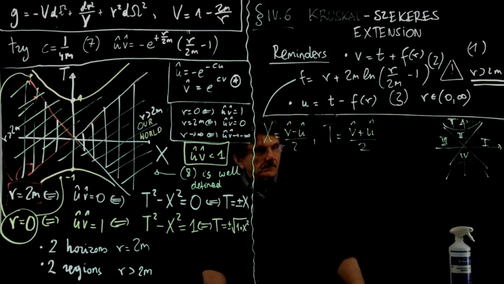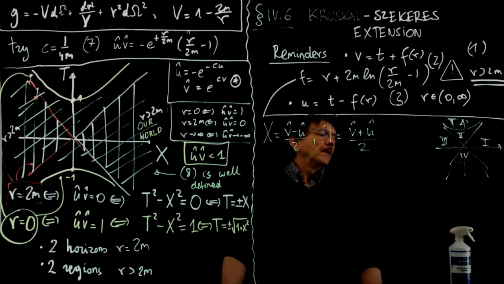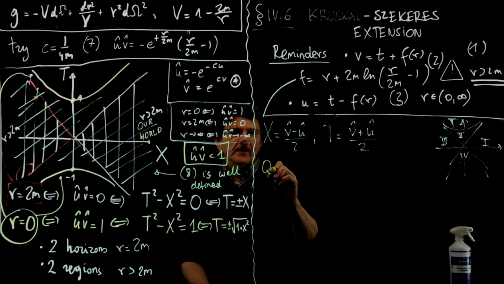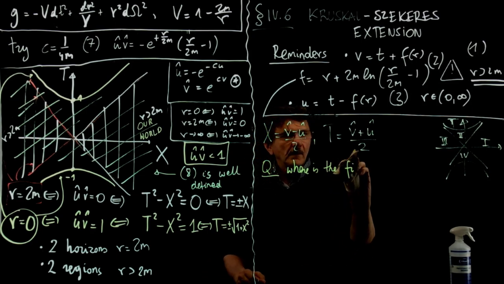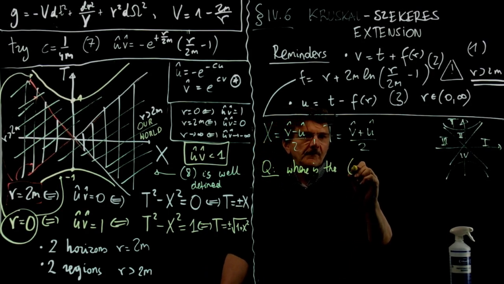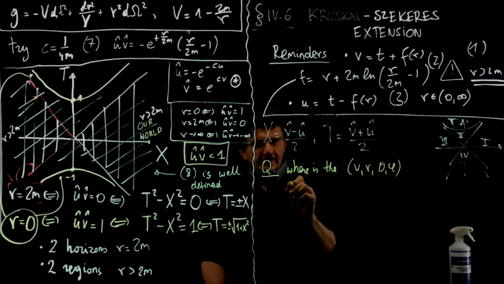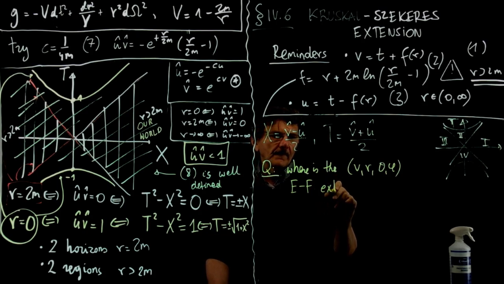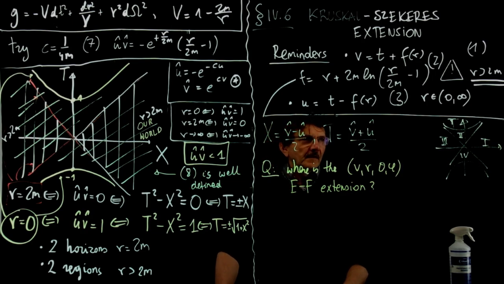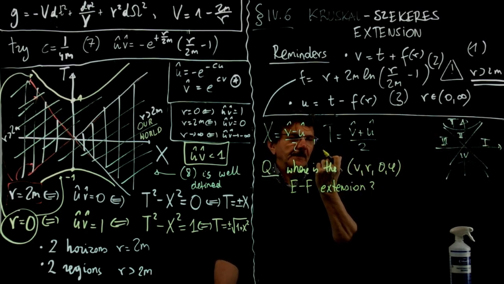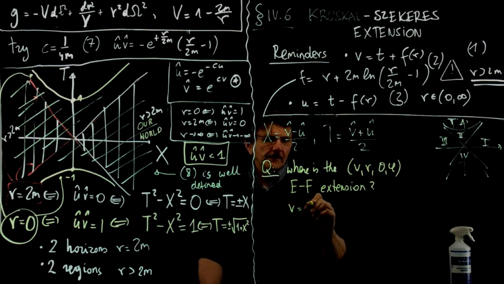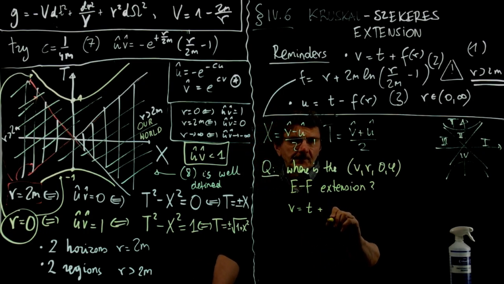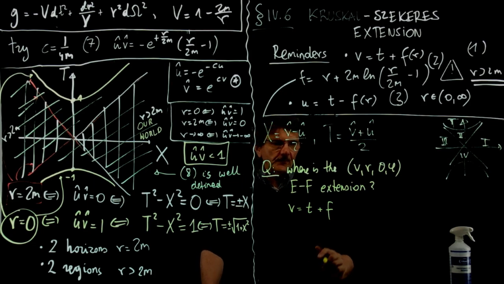And what can we say about these regions? First the question, where is the v, r, theta, phi Eddington-Finkelstein extension? Right. So we know that, what were the formulas for this extension? We just wrote v is equal to t plus f, and this was in r, right? So this was in r.